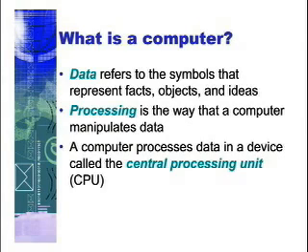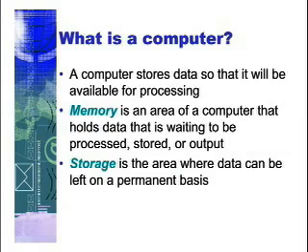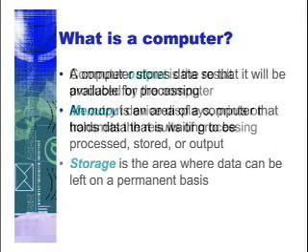In a computer, most processing takes place in a component called the Central Processing Unit, or CPU, which is sometimes described as the computer's brain. A computer stores data so it will be available for processing. Most computers have more than one location for storing data depending on how the data is being used. Memory is an area of the computer that temporarily holds data waiting to be processed, stored, or output. Storage is the area where data can be left on a permanent basis when it's not immediately needed for processing.